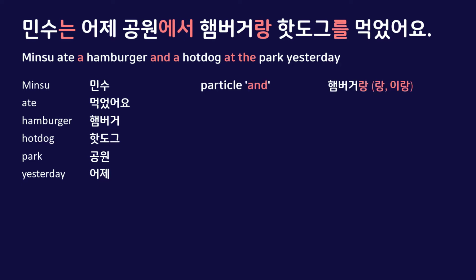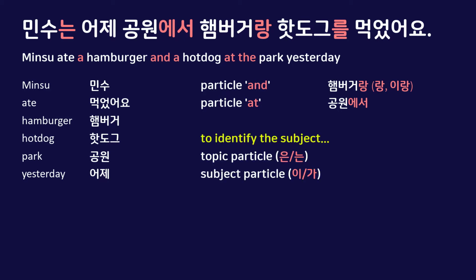First, the conjunction and in Korean is 랑. The preposition at in Korean is 에서. And in Korean, we also use function words to identify the sentence subject and the object of the verb. To identify the subject, we can use either topic or subject particle. And each particle has a specific function, so it's very important that you use the one that fits the situation. And as mentioned earlier, we will explain more about this in another video.